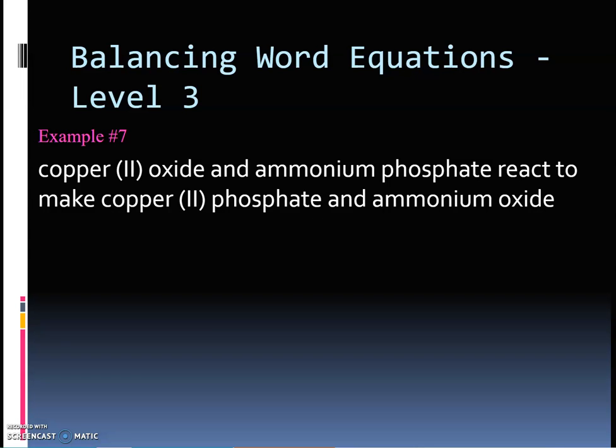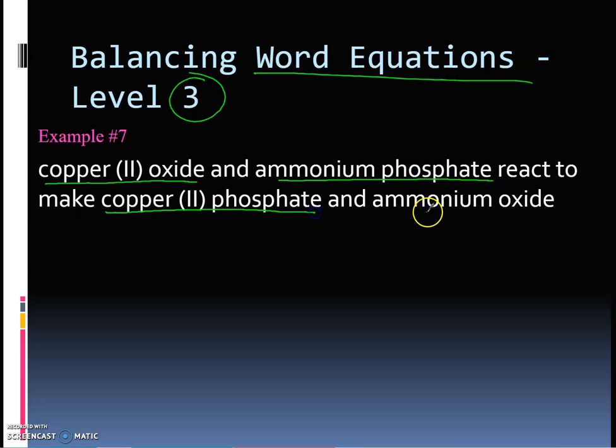Alrighty, if you got through the first couple of videos, now you are ready for level 3, which is where we have word equations. Remember those ions I told you earlier in the year that were never, ever going to go away? Yeah, they didn't. Okay, so here we go. Copper 2 oxide and ammonium phosphate react to make copper 2 phosphate and ammonium oxide.